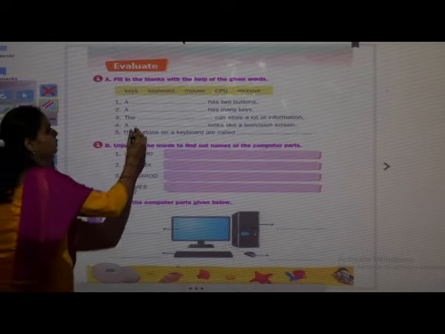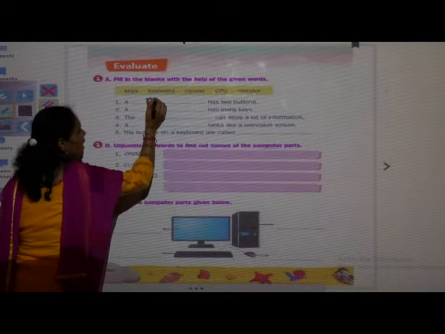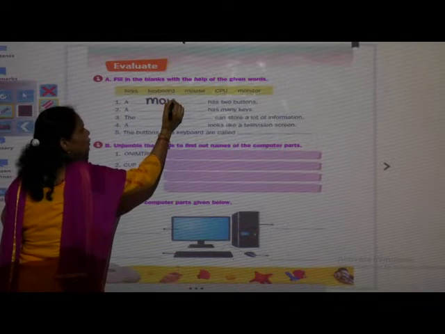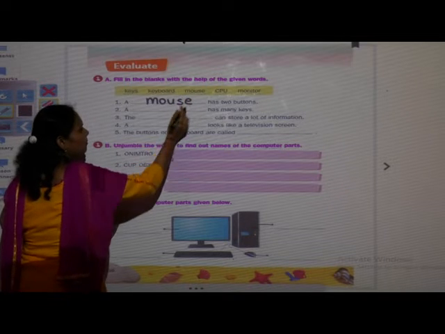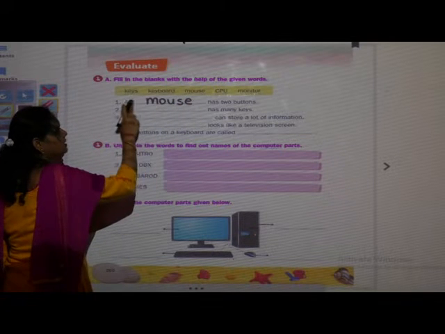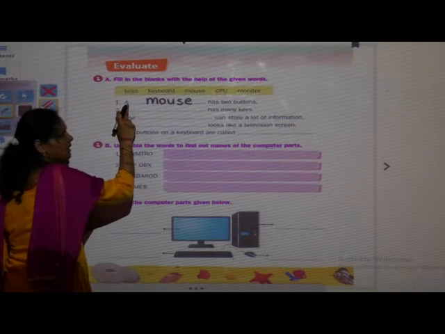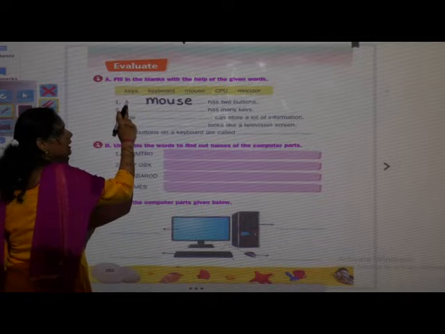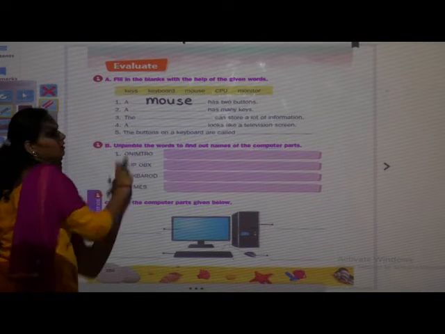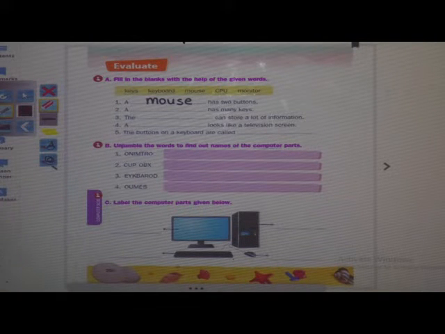So you have to write here mouse. M-O-U-S-E, mouse. As it is afterwards, the capital letter should be the first letter, but already here A is written capital, so M will come as a small letter. You have to write there mouse. M-O-U-S-E, mouse has 2 buttons.